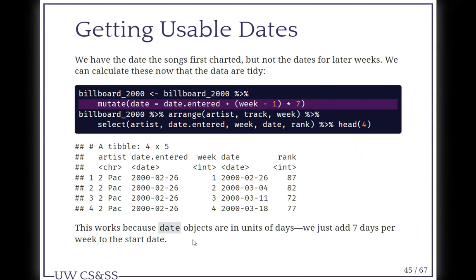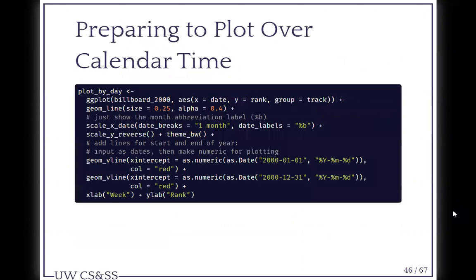Yeah, this works because date objects are in the units of days. We can just add 7 days per week to the start date. So let's say we're preparing to plot over calendar time. We plot by day. None of these things are terribly interesting, with the exception of trying to describe the date often means that you'll have to use these ugly date descriptor things. I don't know what the name of them is off the top of my head right now, but they're in your help viewer in Lubridate and things.